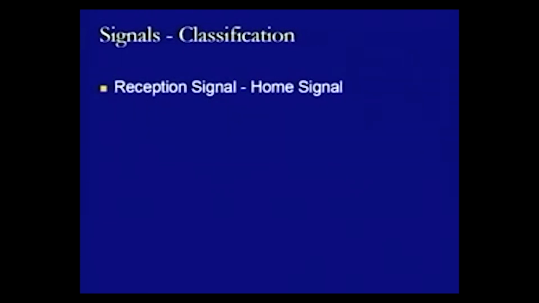The other category of reception signal is the home signal. In the case of the home signal, this is a signal which is provided at the door of the station, that is, if there is a single track going up to the platform, then just before reaching the platform there may be a signal, and that signal is what is known as the home signal. It is the last point which can stop the train before coming to the platform. So, that is why it is termed as home signal.